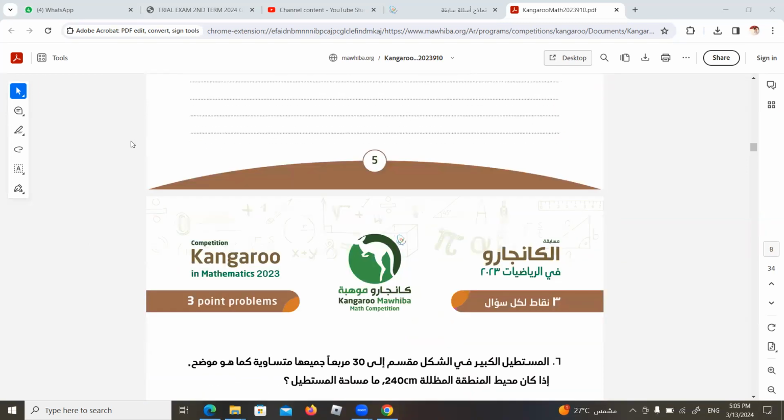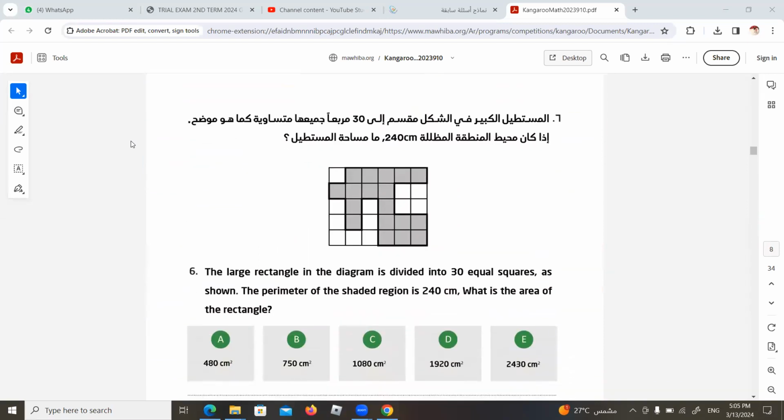We're going to the next. In the next, it says that we have a large rectangle. The large rectangle in the diagram is divided into 30 equal squares. As shown, the perimeter of the shaded region is 240 centimeters. What is the area of the rectangle? I need to find the area of the whole rectangle.